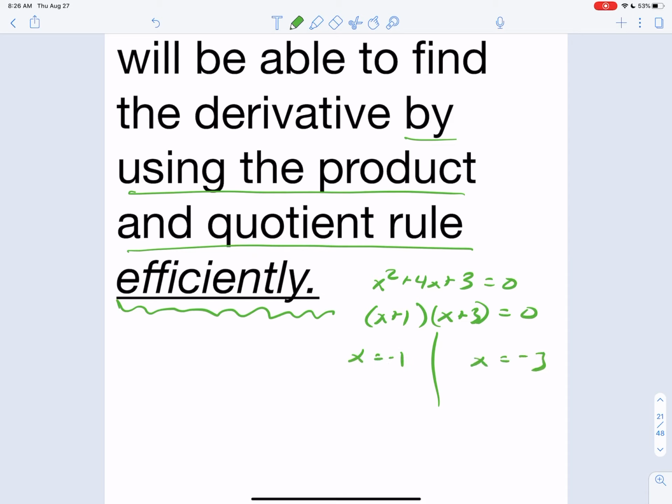Okay, so you not only want to know all of the rules, but you want to know technique as well. You want to know which method would give you the answer the fastest. So we're looking for a lot of efficiency here, okay? So here we go. Just keep that in the back of your mind.